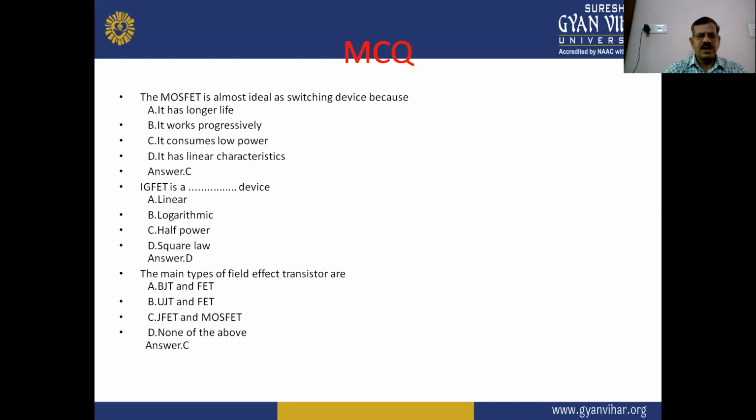because the field effect transistor has these types. First one is the junction field effect transistor, JFET, and second one is the metal oxide semiconductor field effect transistor, MOSFET, and MOSFET is again divided in two parts. First one is E MOSFET and second is D MOSFET. So the main types of field effect transistors are JFET and MOSFET. So the correct answer is option C here.